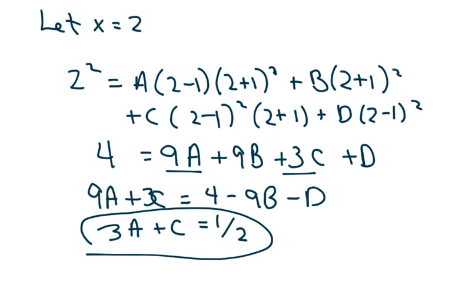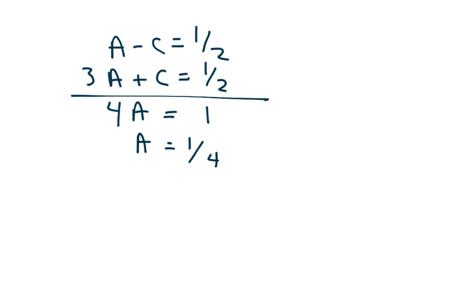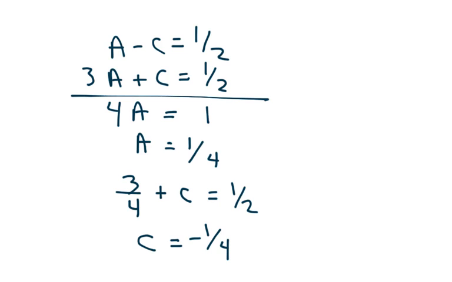So we're going to solve a system of equations, and we get A minus C equals 1/2 and 3A plus C equals 1/2. We're going to add these. We get 4A equals 1. So A is 1/4. Plug the A back in, you get 3/4 plus C equals 1/2. So C equals negative 1/4. Okay?